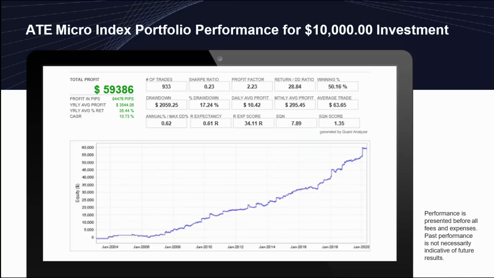Now the performance of this system. Over time, back tested, this is the performance. We average about a 35.4% annual return on a $10,000 portfolio. We have a win rate of about 50.16%. Our maximum drawdown is 17.24%.